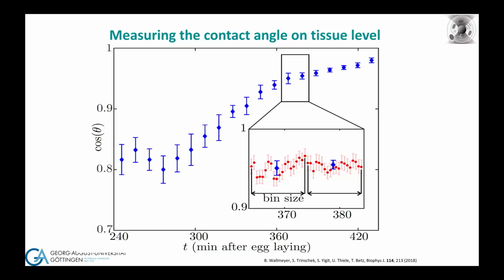And what you do over time, you can see quite nicely that this is the cosine of the angle. The cosine starts to increase, and that's what you would expect, right? Because while it moves down, the angle goes down, right? So the cosine should go up. Okay, so far so good. So that's a kind of curve.